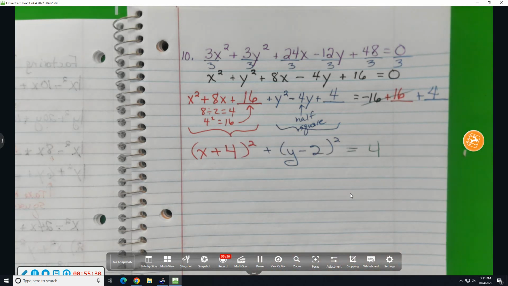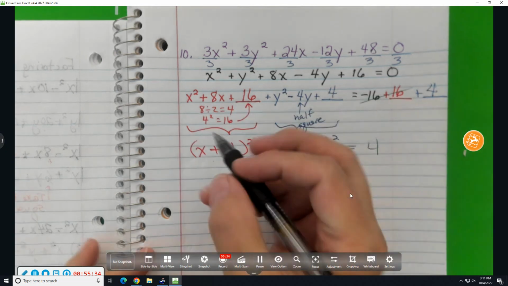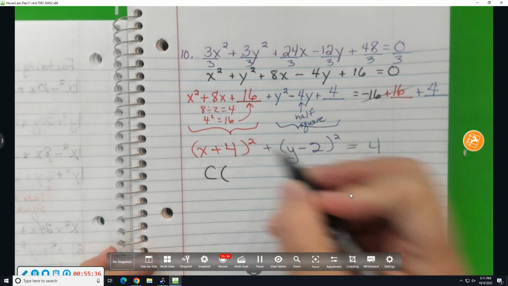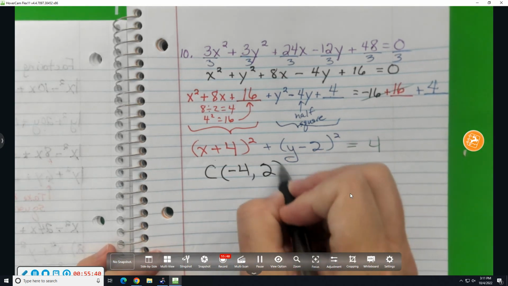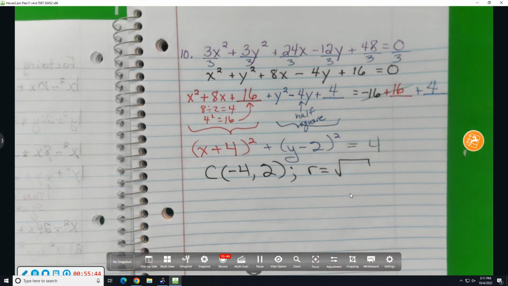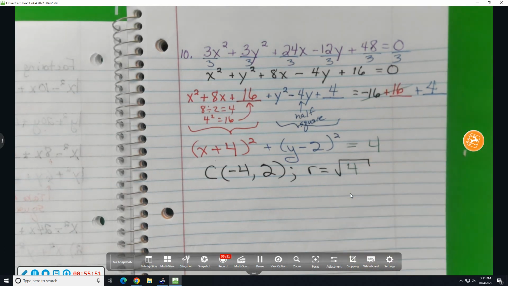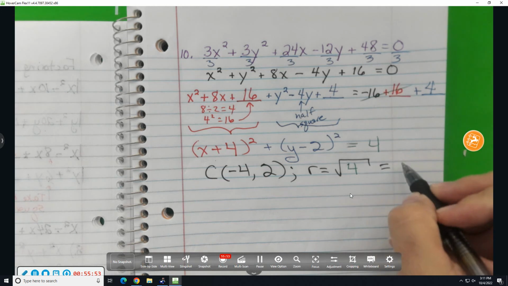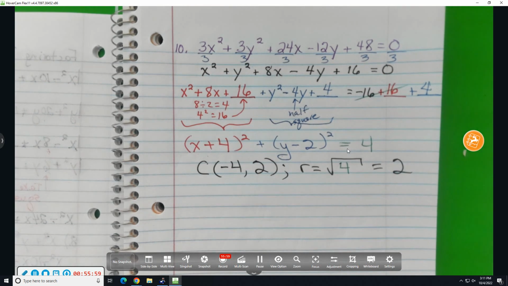What's the center? We can look now and tell the center. -4, +2. Okay, the center. Change sign, so I agree, -4, +2. The radius, we take the square root of the last number. So the green 4, so the radius is 2. Okay. Any questions there?